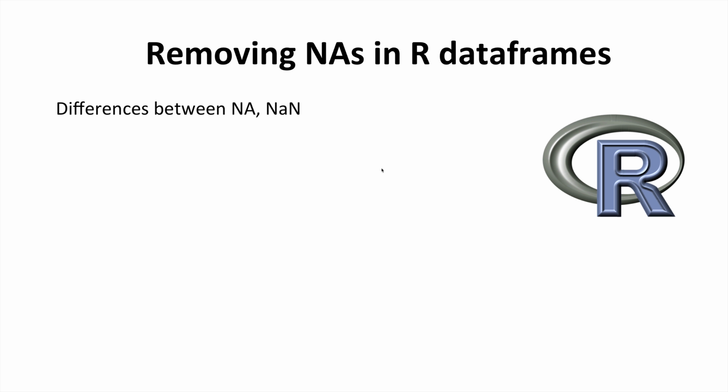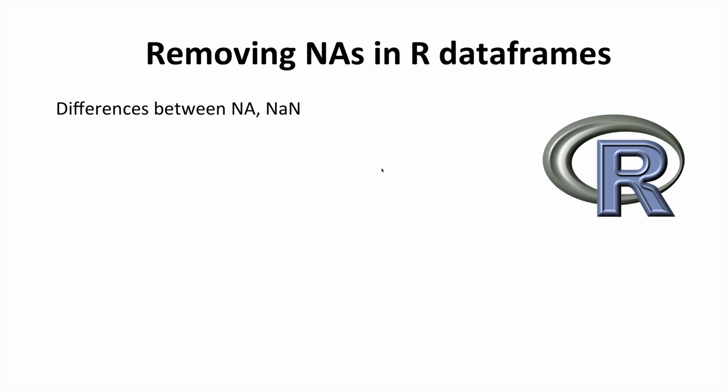To begin with, it's worth distinguishing between NA and NaN. NA means a missing case, so where a cell within a data object in R has no value, whereas NaN stands for not a number. And not a number can be derived where you try and perform a mathematical operation on elements that are non-numeric in R.